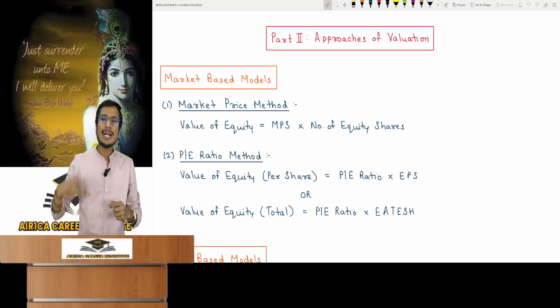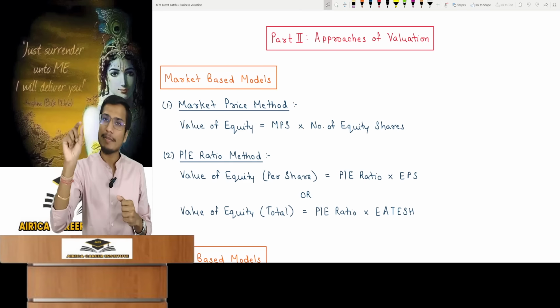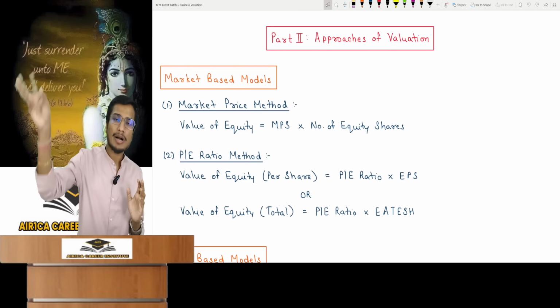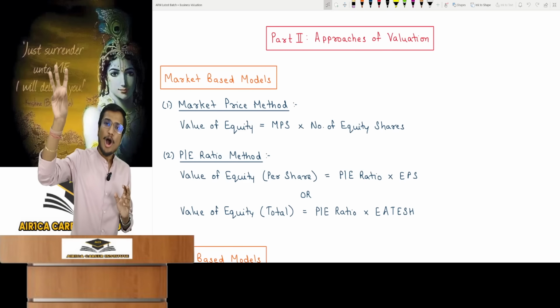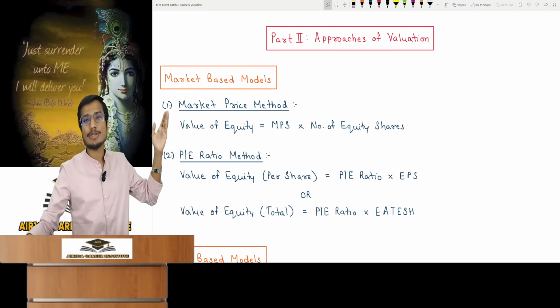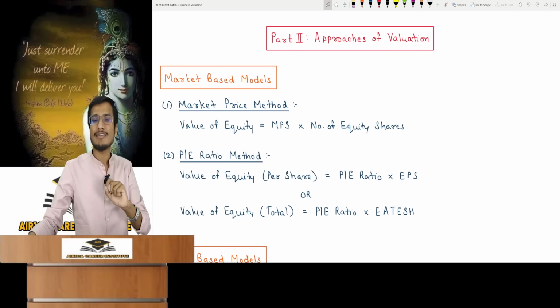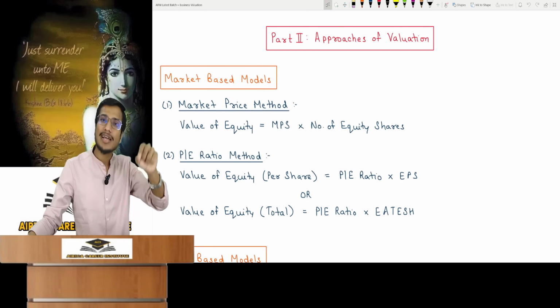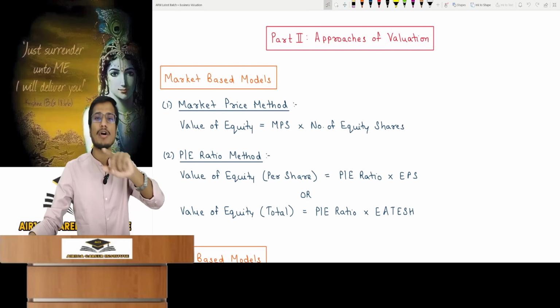What does this method say? Find the market price of the company's share. Market price is for the share. Determine the share's market price and multiply that market price by the number of equity shares. Will this method give the firm's value or the equity's value? You can now judge whether this method gives the value of equity or the value of the firm.